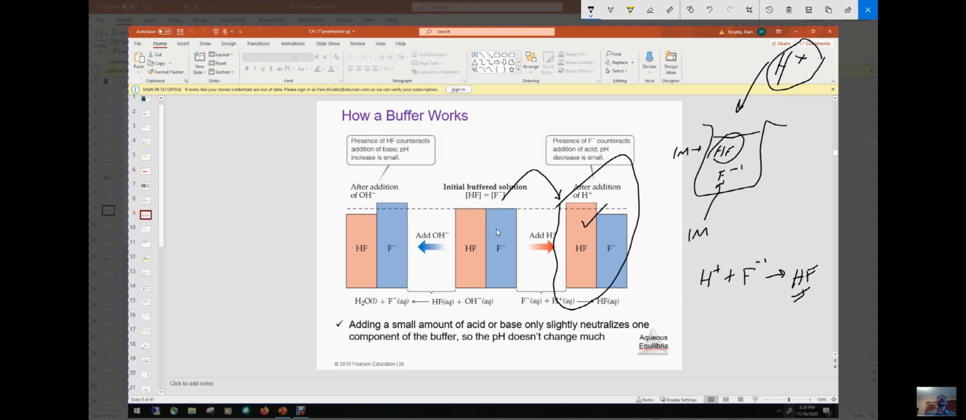Okay, so this is the way a buffer solution works. It can take on either an acid, like we just showed, or it can take on a base, like I'm going to show you in a second. So let me erase this screen. Okay, and let's go the other way.